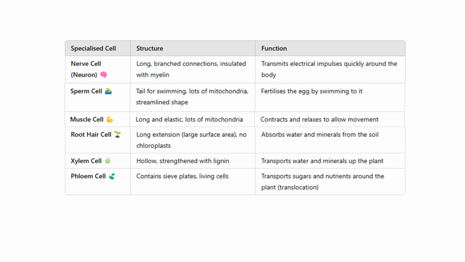Xylem cells are hollow and strengthened with lignin, and they transport water and minerals up the plant. The phloem cell contains sieve plates, they are living cells and they transport sugar and nutrients around the plant.